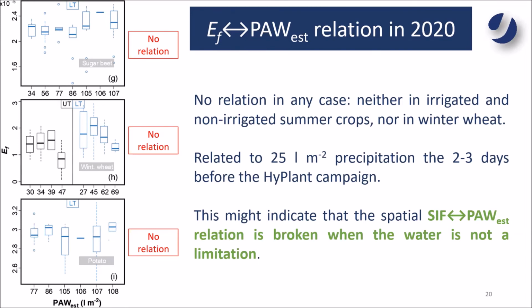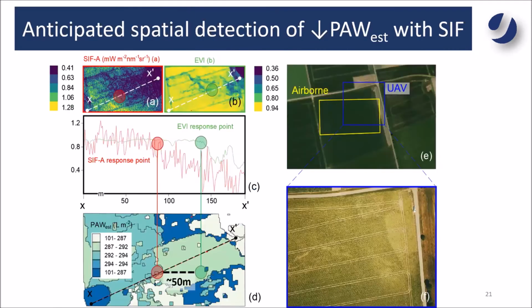For example, when you have enough rains before you collect the data, or when you have an irrigated crop. So the SIF is, once the water is not a limitation, then the SIF is driven by any other factors. Could be even chemical soil properties, for example. And then we also analyzed a specific plot where we observed the SIF reacting to a zone in the soil that had a lower water content.